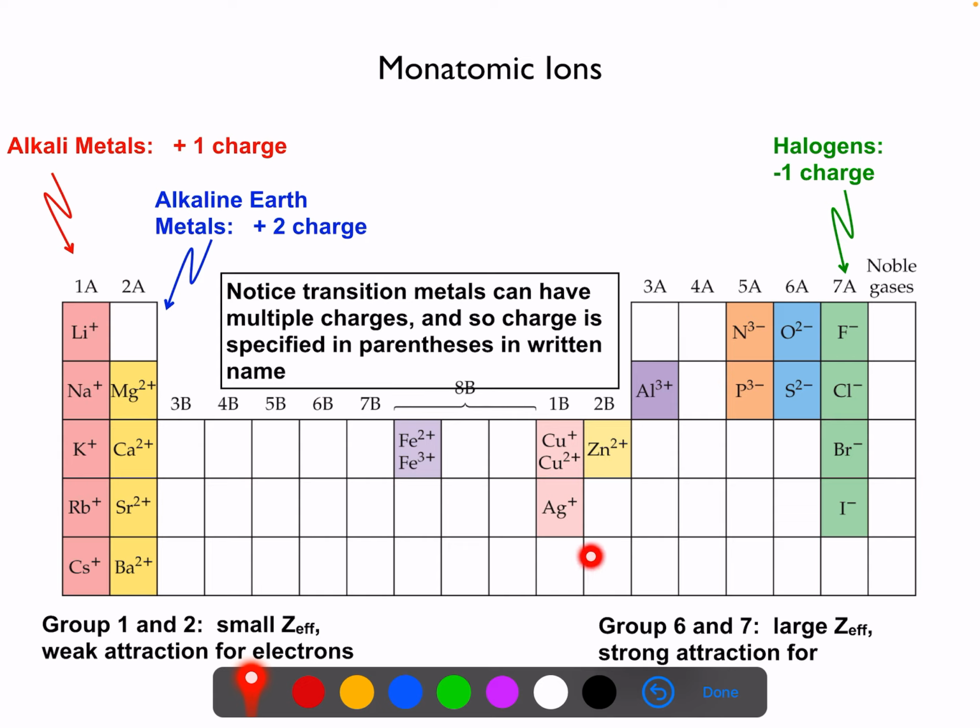So this is our transition metal block right in the middle of the periodic table. And these are a little bit more complicated, because a lot of these can take up more than one charge. And so we're going to have to learn how to specify that and determine that.